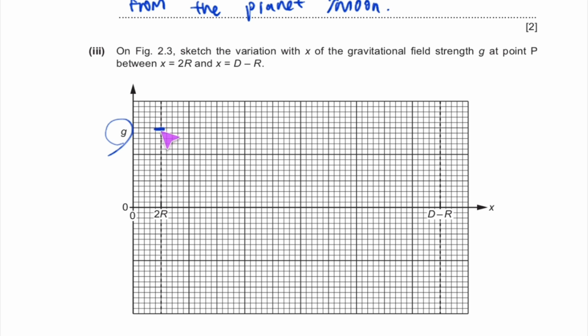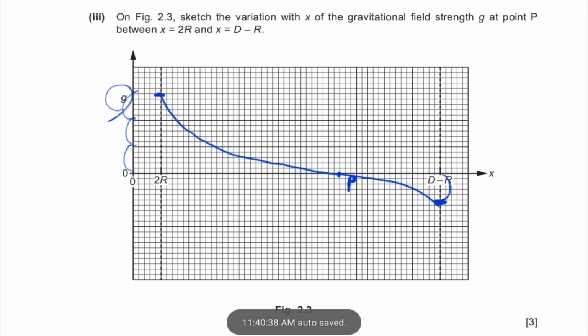So one is going to be in the positive part of the y-axis. Remember this is 1/3. So G has 3 of these small squares. To get 1/3 of that, we're just going to go down by 1 small square. So this is kind of how it looks. And then at a certain point P, let's say somewhere here, you can label P, it's going to hit 0, like I said. So it goes down like this, and then it would look something like that. And that's it. That's the variation with x of the gravitational field strength G.